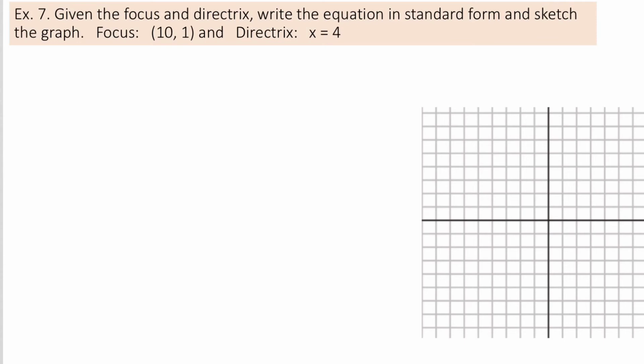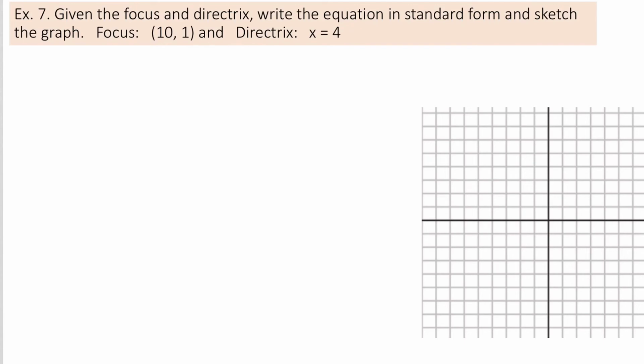Okay, another kind of problem is when you're given several pieces of information and you're asked to find the equation and sketch the graph like this. Given the focus and the directrix, write the equation in standard form and sketch the graph. So first we want to put these two pieces of information on the graph to give us an idea of what the form of the equation should be.